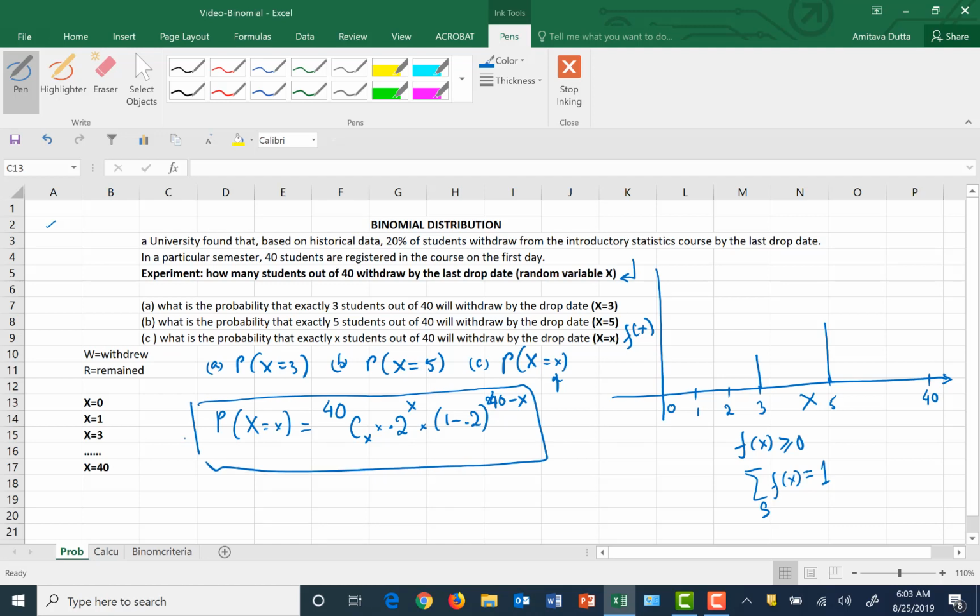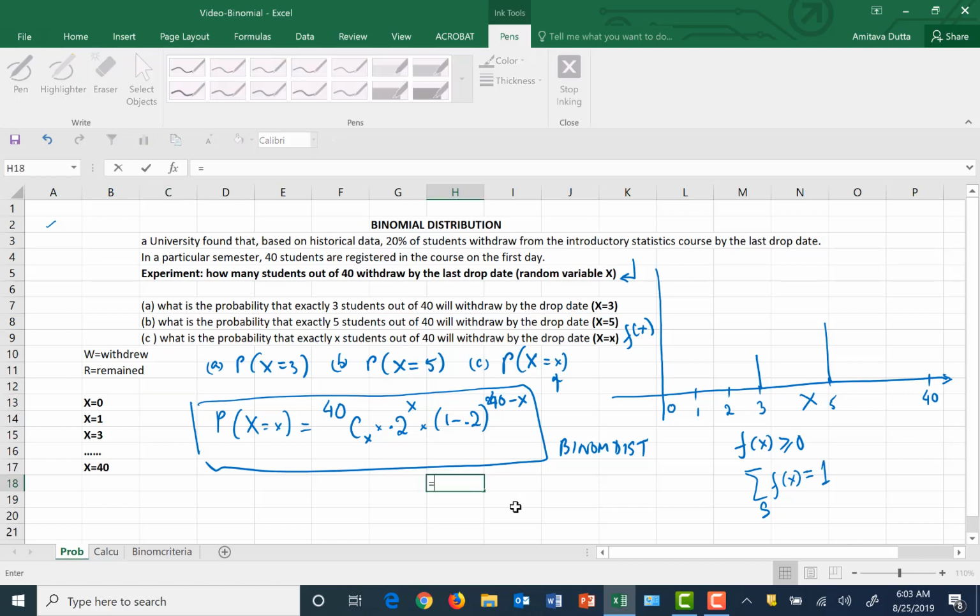And luckily there is a built-in function in Excel called Binom dist. So you will not have to go through the agony of computing this manually. So let me just show you that function. There will be another video where we explore that function in much more detail, but for now I will just show you that that function exists.